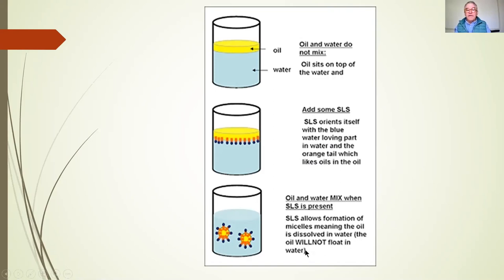The oil will not float in the water. So the particulates of oil, when they are surrounded by this surfactant, then the tension between the oil and the water is reduced, and the oil is allowed then to be mixed in with the water. And it could be thought of as now a solution.